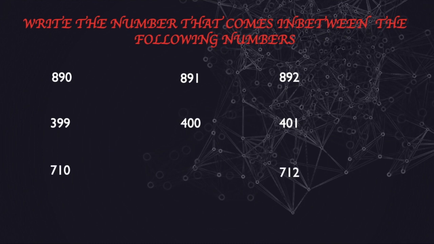Next one, 710 and 712. What number comes between 710 and 712? After 10 we have 11. So it is 711. So here we have seen the number which comes in between. They have given you two numbers and you have to write the in-between of those two numbers. Here we have written 891, 400, 711.